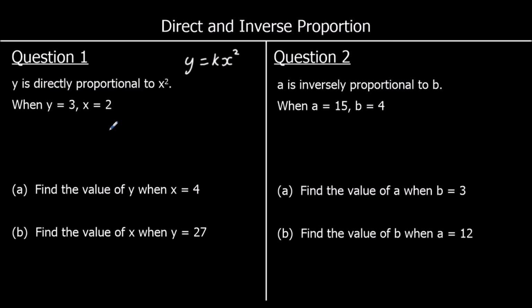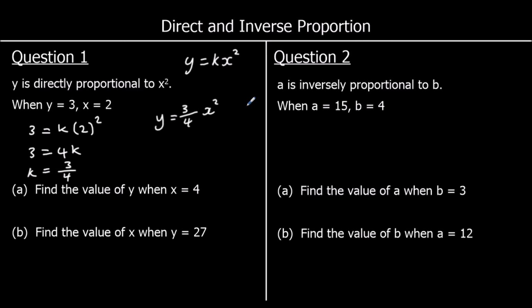So we're told when y is 3, x is 2. So that means 3 equals k times 2 squared. 2 squared is 4. So 3 is equal to 4k. And we divide both sides by 4 to find out k is 3/4. So in this question, k is 3/4, which means y is 3/4 of x squared.